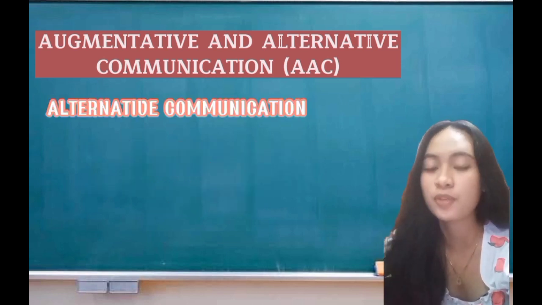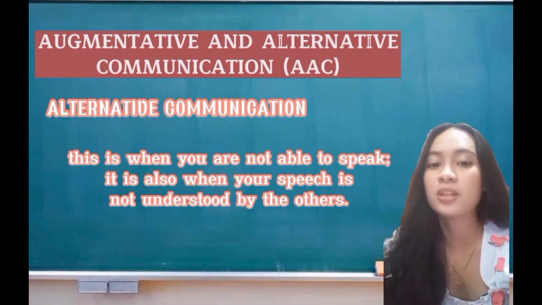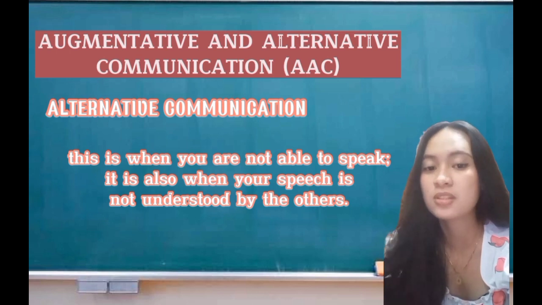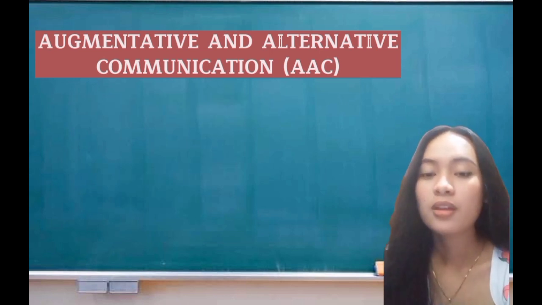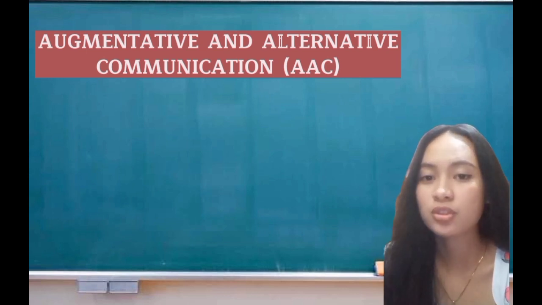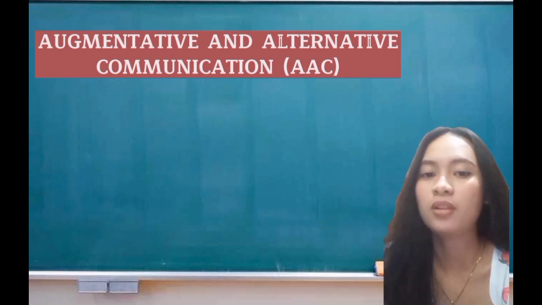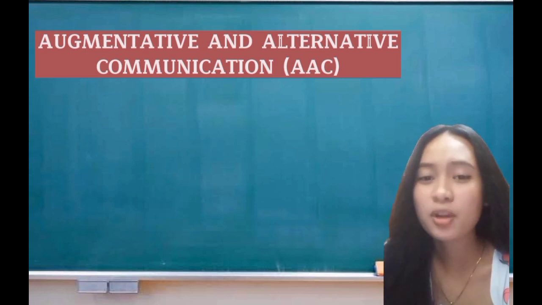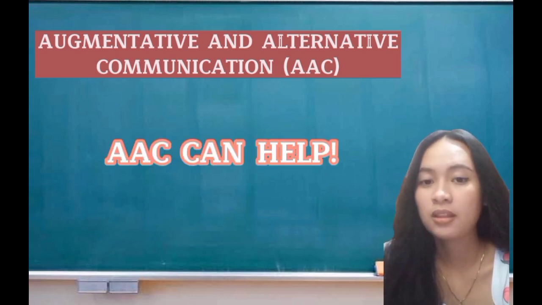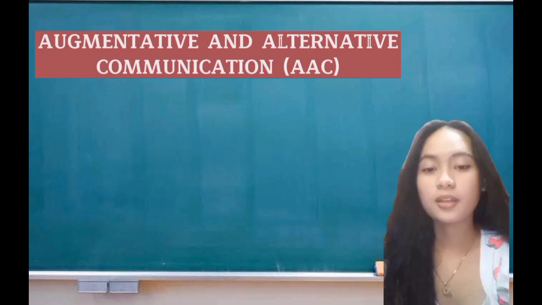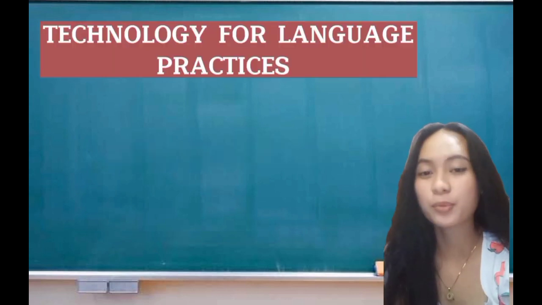The next one is alternative communication. This is when you are not able to speak. It is also when your speech is not understood by others. In this case, you need a different way to communicate. These tools help a person communicate when they cannot rely on speech. Perhaps your child has not started talking, perhaps you have lost your ability to speak, or perhaps your speech comes and goes. Maybe speaking is harder than other ways to communicate. So AAC can help.